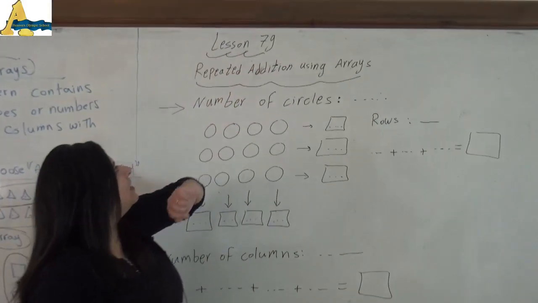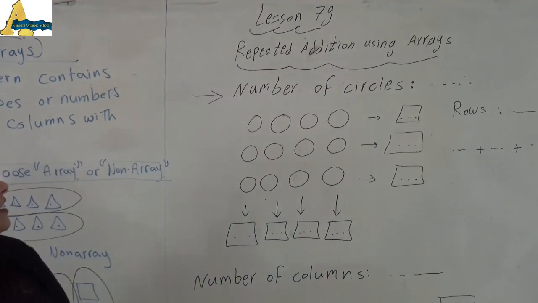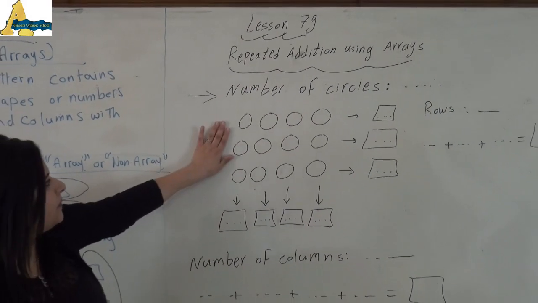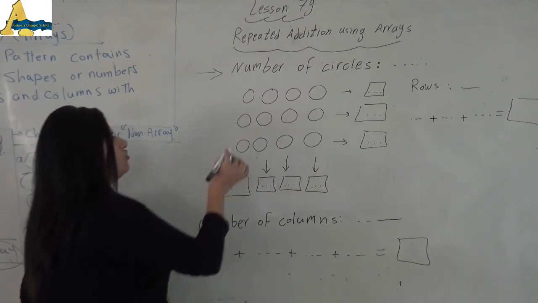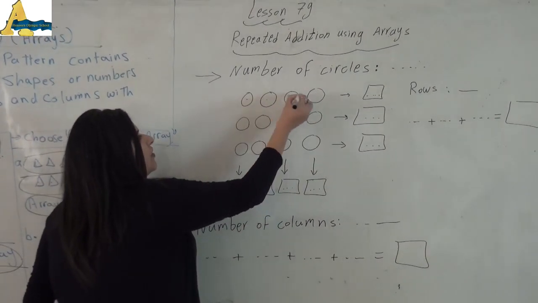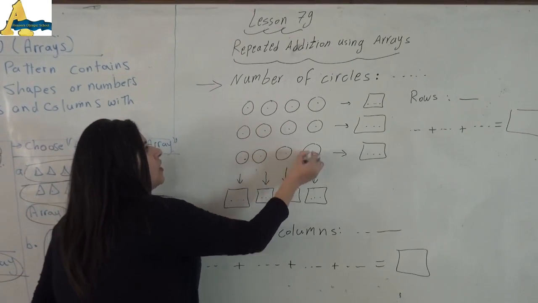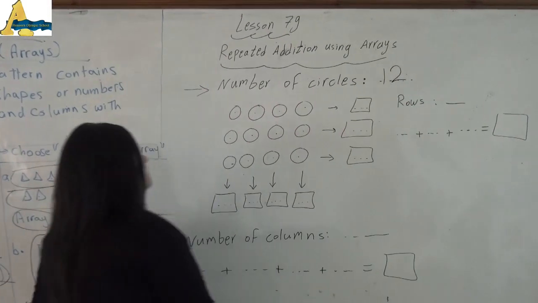Lesson 79, repeated addition using arrays. Here, I have another way to count these circles. First of all, let's do it by the counting that I used to do. 1, 2, 3, 4, 5, 6, 7, 8, 9, 10, 11, 12. So the number of circles here are 12.